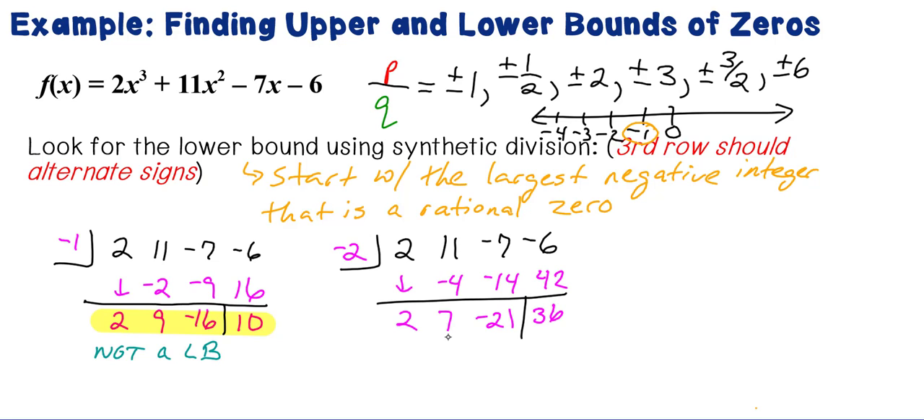So same thing. Our signs are not alternating. We got 2 positives in a row, so this is not a lower bound. And sometimes you have to do this several times before you find the answer. So our next, we did -1, we did -2, so our next one is -3.